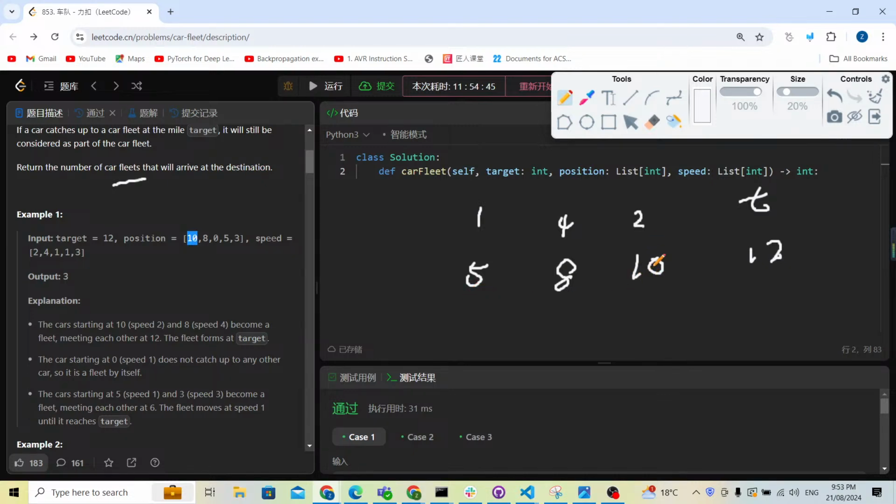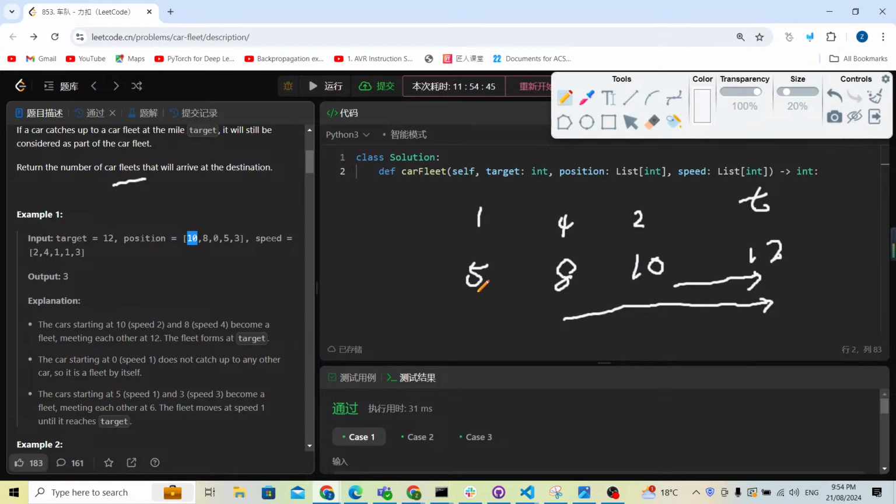So for this car, the speed is 2. It means after 1 second, this car is going to reach the target at 12. But for the second car, the speed is 4. It means after 1 second, the second car is also going to reach the target. It's going to be the same position. So it means those two cars are going to become a fleet. Now let's check the third one.